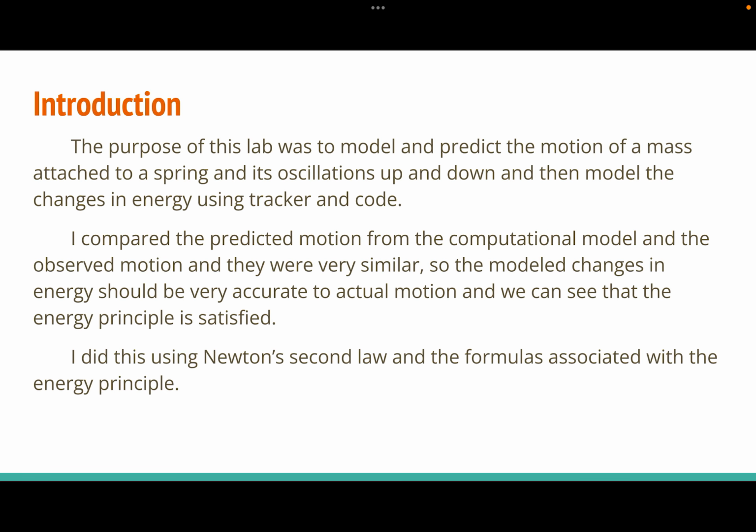The purpose of this lab was to model and predict the motion of a mass attached to a spring and its oscillations up and down, and then model the changes in energy using Tracker and code. I compared the predicted motion from the computational model and the observed motion, and they were very similar. So the modeled changes in energy should be very accurate to the actual motion, and we can see that the energy principle is satisfied. I did this using Newton's second law and the formulas associated with the energy principle.